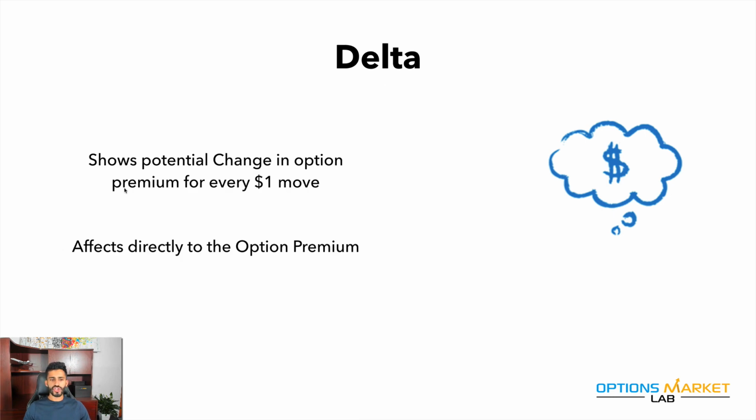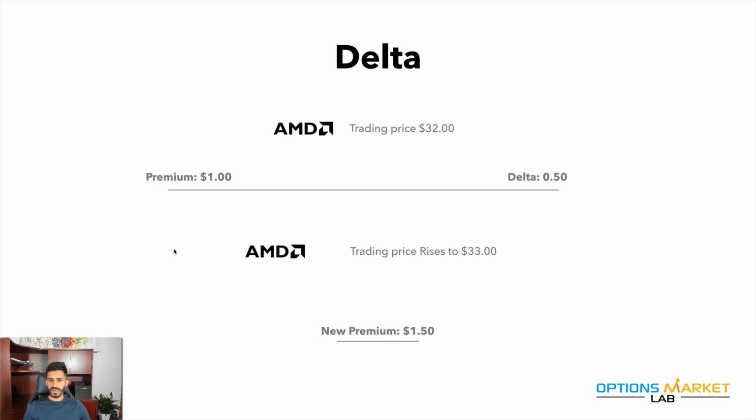So delta shows potential change in option premium for every $1 move. This affects the option premium directly. Based on each dollar move, the delta represents that the premium will move up X amount. So for example, let's look at this right here. In this situation, we have stock AMD. AMD is trading at $32.